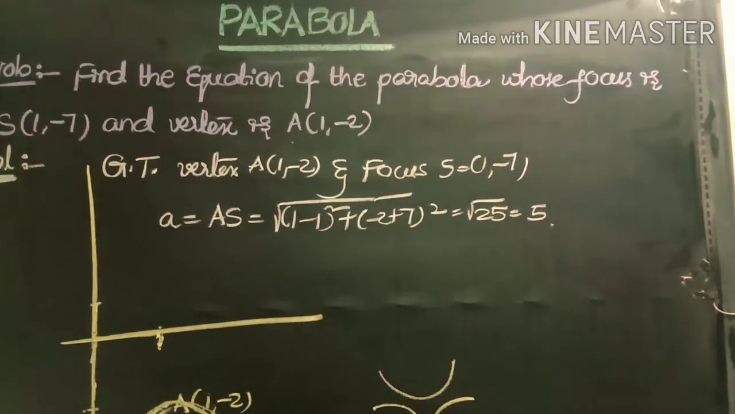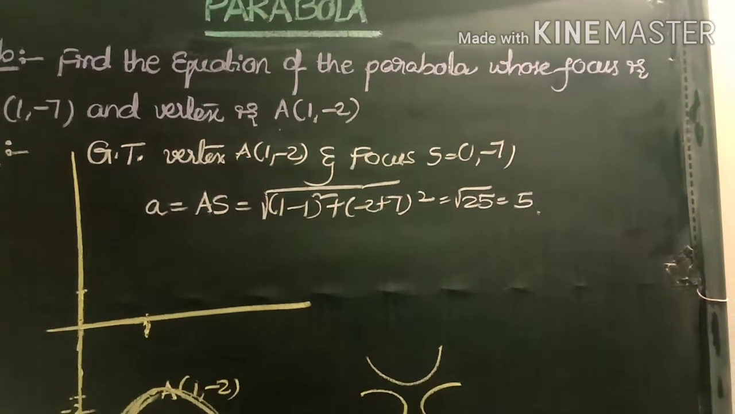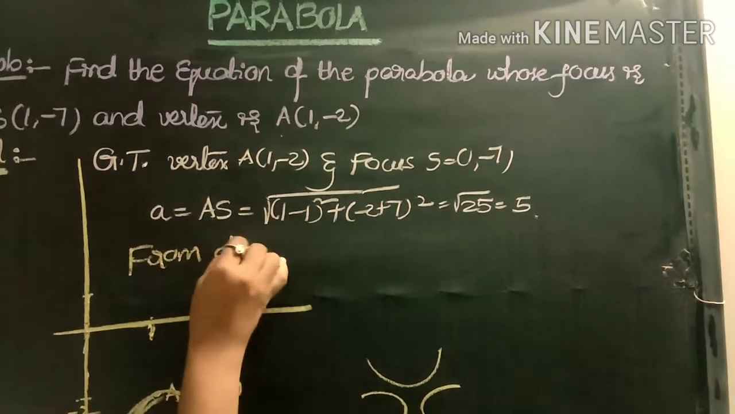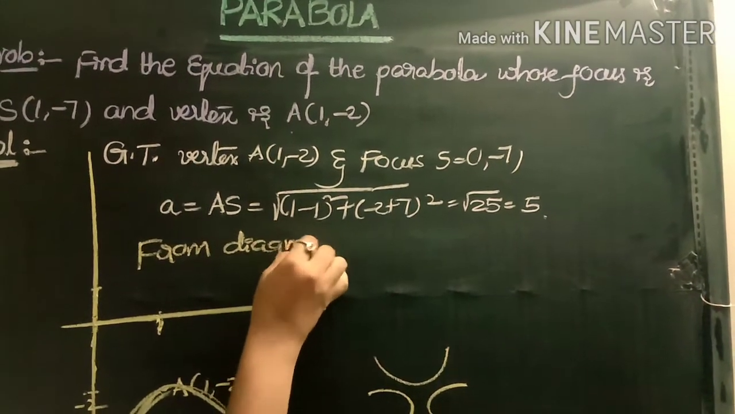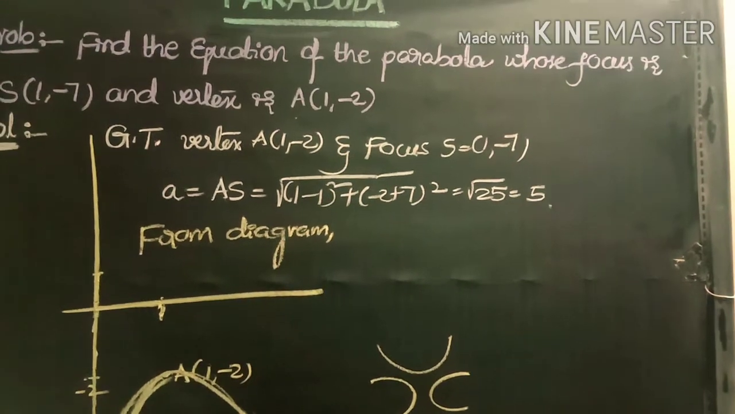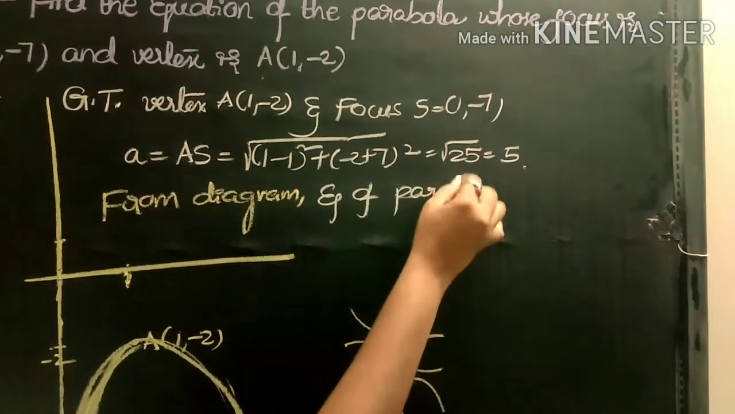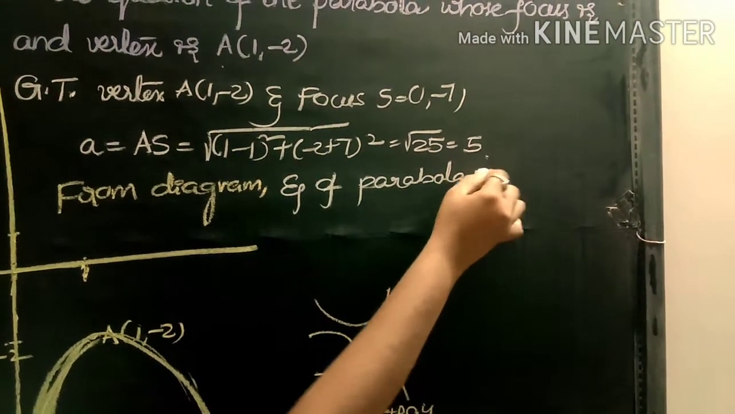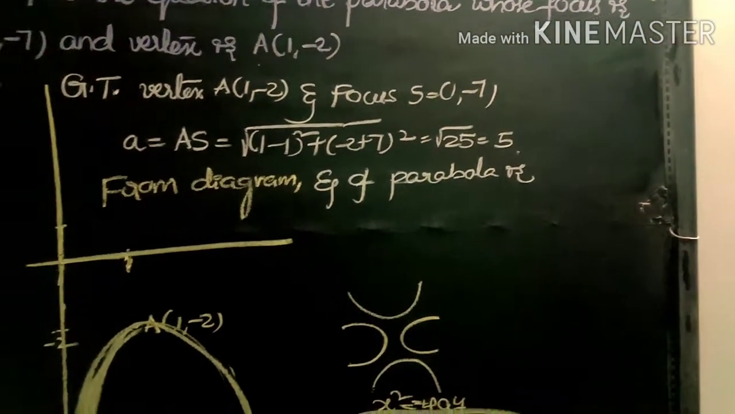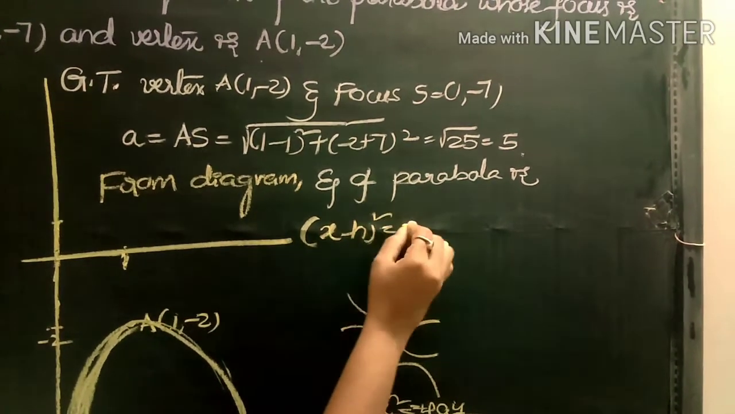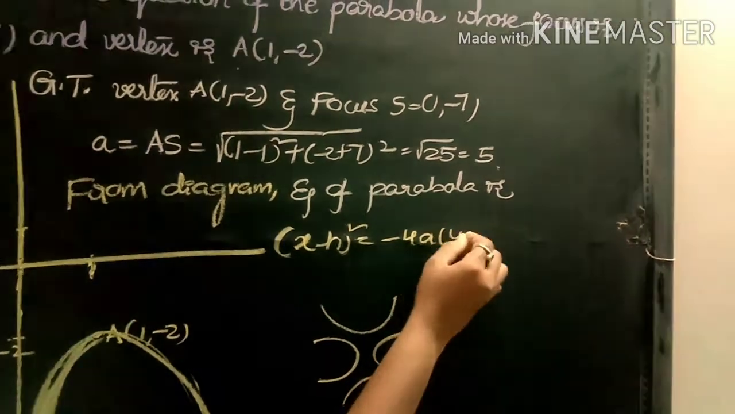Therefore, the equation of the parabola is, from the diagram, we take the equation of the parabola as: x minus h whole square is equal to minus 4a into y minus k.